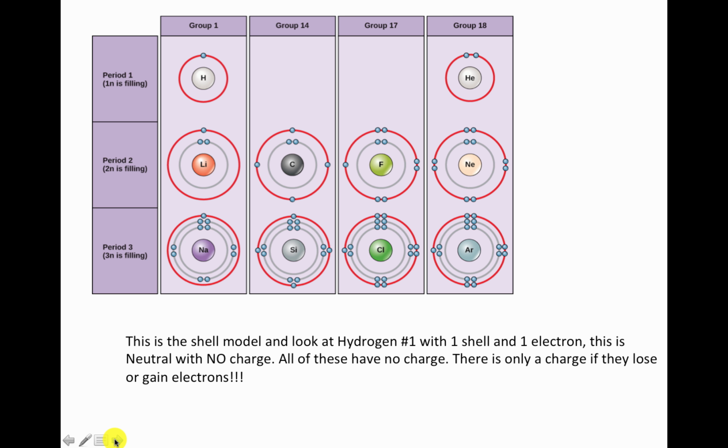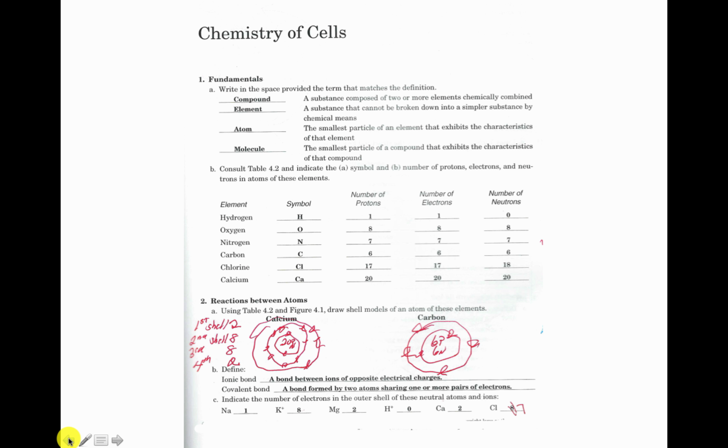Here is the shell model of several of the elements that are important in our class. And you'll see group 1, top left, is hydrogen. It has one electron, one proton, one shell, and has no charge. However, it normally has no neutrons as well.